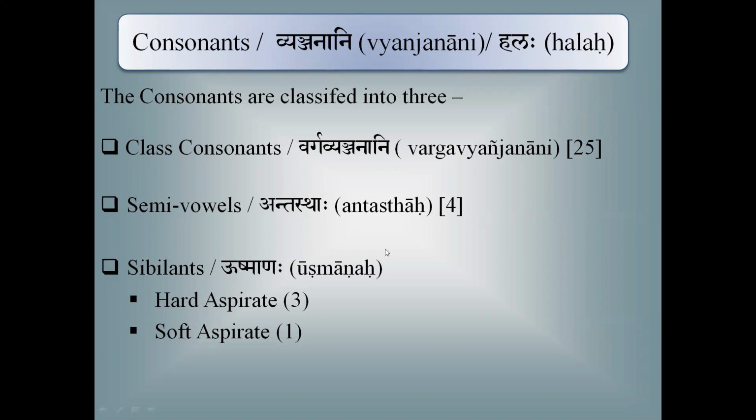Dirgha, Hrasva, Pluta, all these are only for the vowels, not for the consonants. Where is Dirgha for consonant? How can you stretch the consonant for 2 units of time? Is it possible? No. Consonants cannot be pronounced independently. So how can you stretch it for 2 units of time and call it Dirgha? Not possible. So Alpapranaha, Mahapranaha. What does it mean, Mahapranaha?